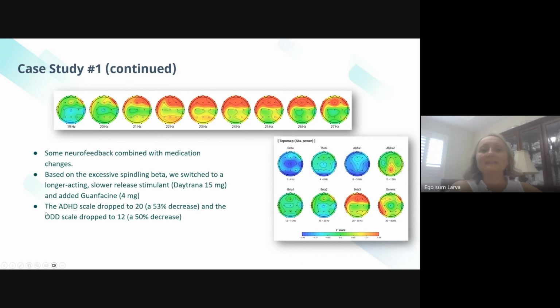So that did seem to be a much better combination for him, and over time, he still has some challenges. And Corey did some neurofeedback with him too, and that was helpful. But it was much better tolerated, and we did get some better scores for his ADHD and ODD, as Corey has listed there.